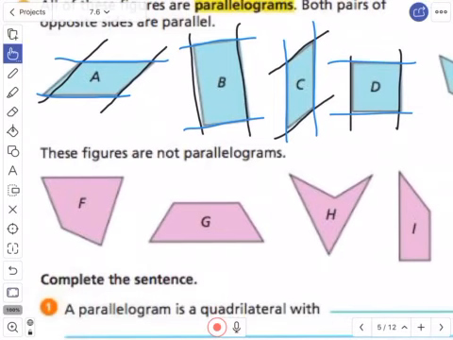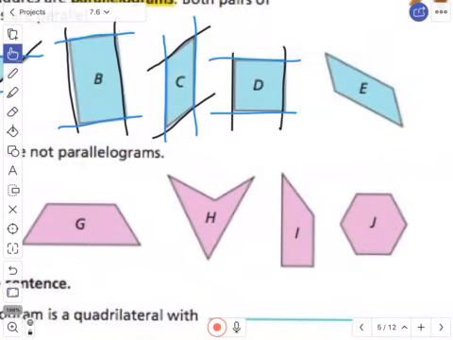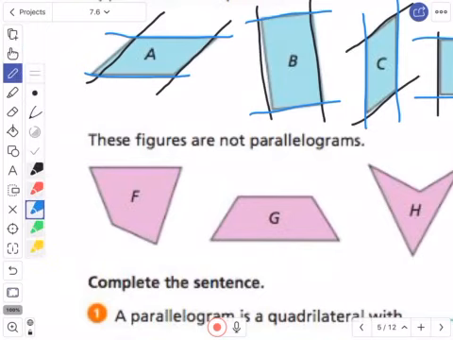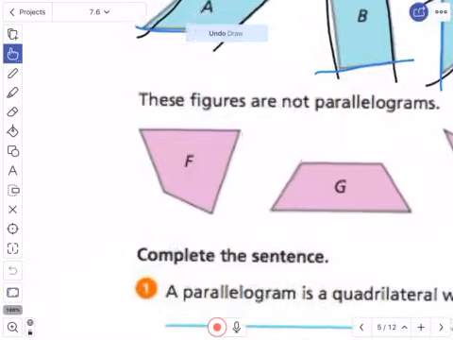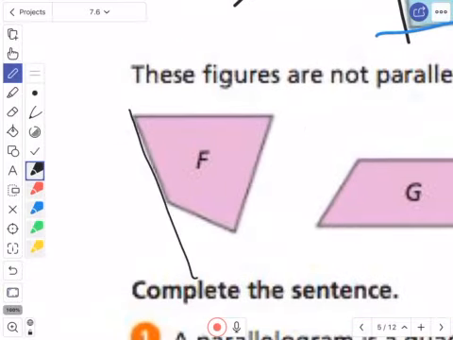These are not parallelograms. Either they don't have any parallel sides, or they just have one, or they have more than two, which you'll get to see. So I'm going to draw some lines here to see if I can figure out if F has any parallel lines. So I can draw this line all the way down and this line. Yep, they run into each other, so that doesn't work at all.